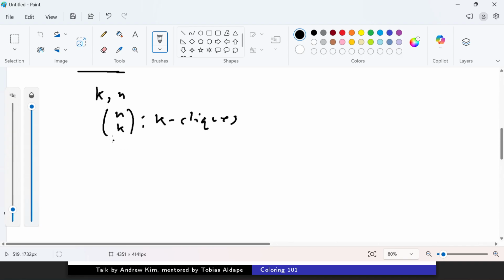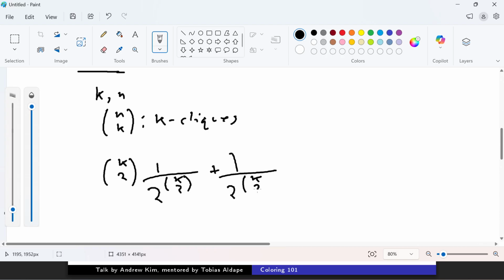And now, if we focus on one singular k-clique, what's the probability that it's entirely red? Inside of each clique, there's k choose 2 edges. So for it to be entirely red, if we color it randomly, there's a 1/2 chance of red and 1/2 chance of blue. That means that the probability is 1 over 2 to the k choose 2. Similarly, for blue, there's also 1 over 2 to the k choose 2 probability of it being all blue.